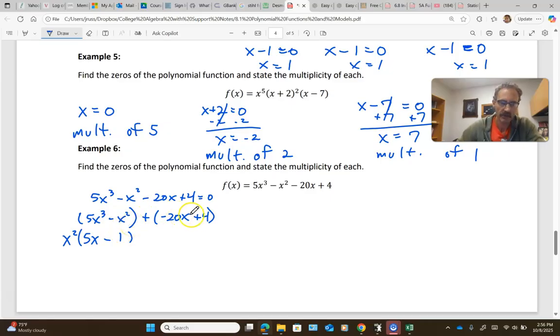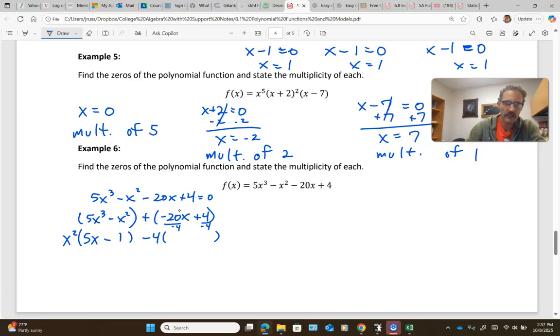Now, in my second group, I have 2 terms. What do they have in common? Well, they definitely have a 4 in common, but I'm not going to take out a 4. I'm going to take out a -4, and you'll see why. Okay. So to see what's left, you can go back and divide by -4.